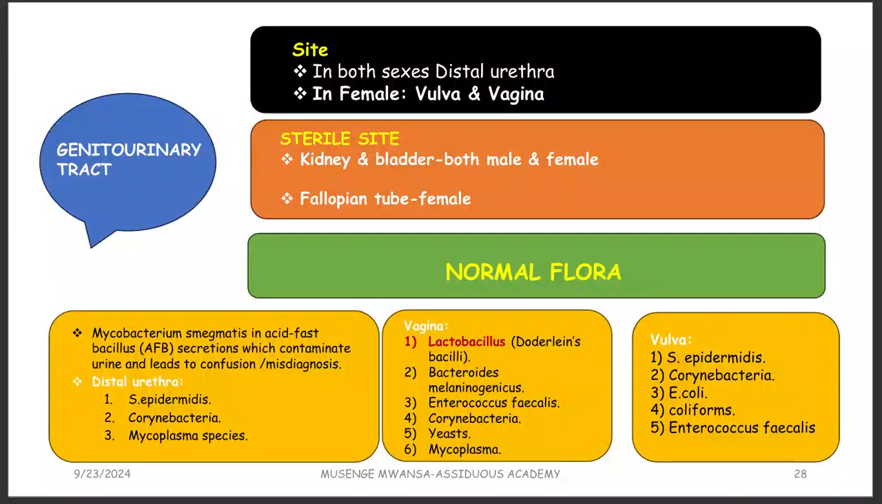Genitourinary tract, in both males and females, the distal 1/3 of the urethra, and then the vulva and vagina for a female. The inside of the genitourinary tract, like the kidney, the bladder, fallopian tubes, these are sterile. So what is the normal flora? For the vagina, the most common is lactobacillus. Okay. And then you also have the Staphylococcus epidermidis, colon bacteria, because the vulva is actually the skin. E. coli, Enterococcus faecalis.